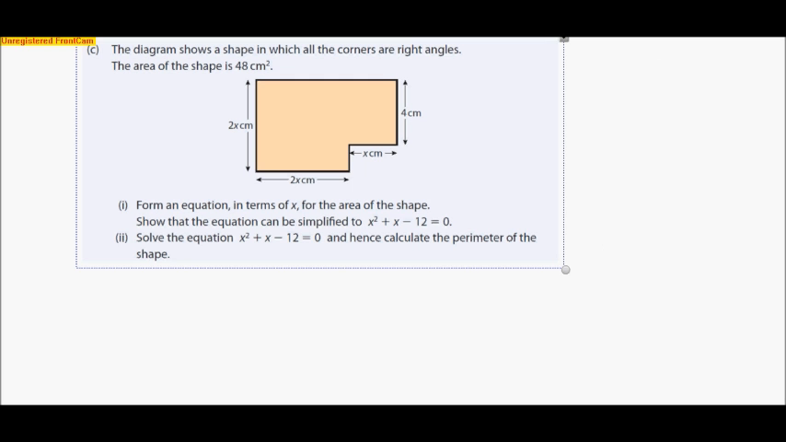Next one. The diagram shows a shape in which all the corners are right angles. The area of the shape is 48. So the area of this is 48. So if I was to cut this here in half, we have two areas that are 48.